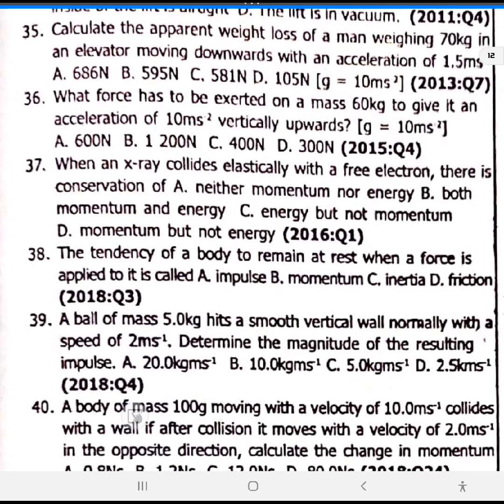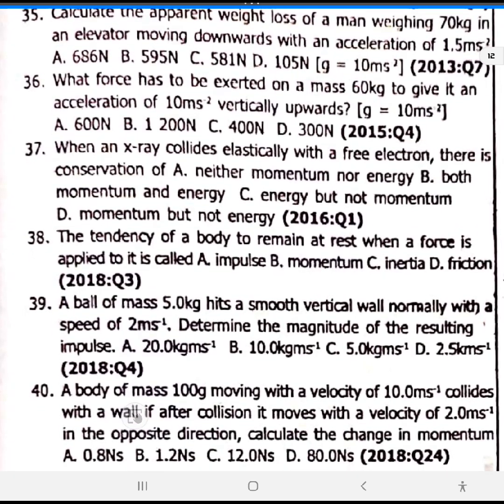The last question is question 40. 38. The tendency of a body to remain at rest when a force is applied to it is called inertia. 38 is option C, inertia. 39, skip. 40, skip. And those are the questions we have on this chapter.